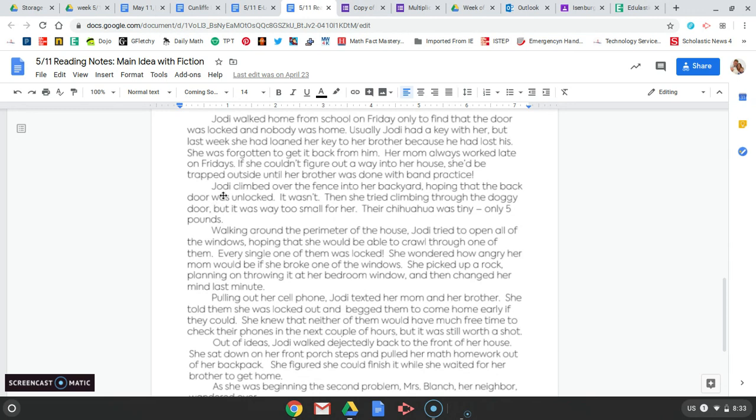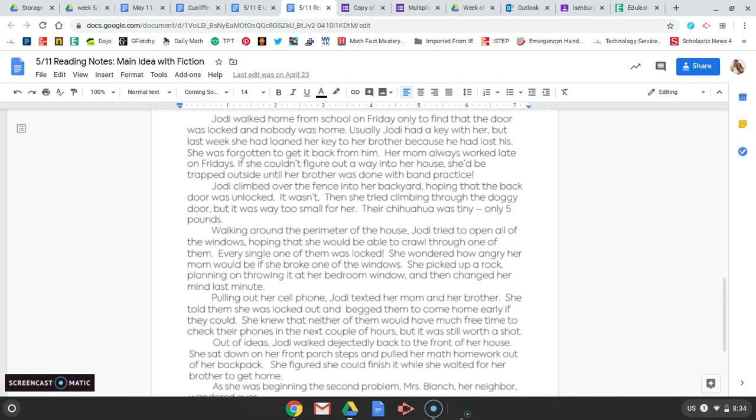Let's continue. So we have our character, and we do have our setting. Think about it. Where is she right now? If she's locked out of her house, where would she be? She's standing outside of her house, right? So that would be the setting of the story. So we have Jody, who's standing outside of her house because the door is locked and she doesn't have any way to get in.